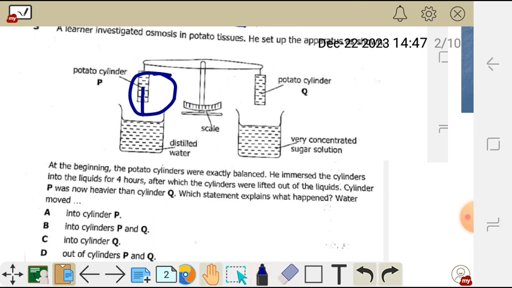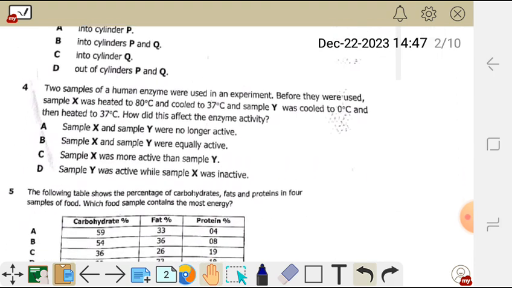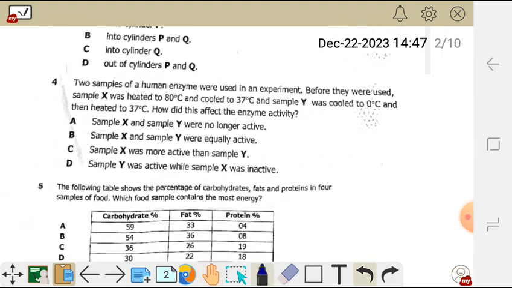So the correct answer here is A. We move on to question 4. Two samples of a human enzyme were used in an experiment. Before they were used, sample X was heated to 80 degrees Celsius and cooled to 37 degrees Celsius, and sample Y was cooled to 0 degrees and then heated to 37 degrees Celsius.